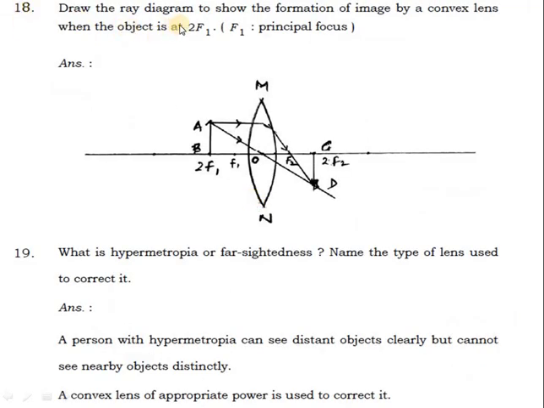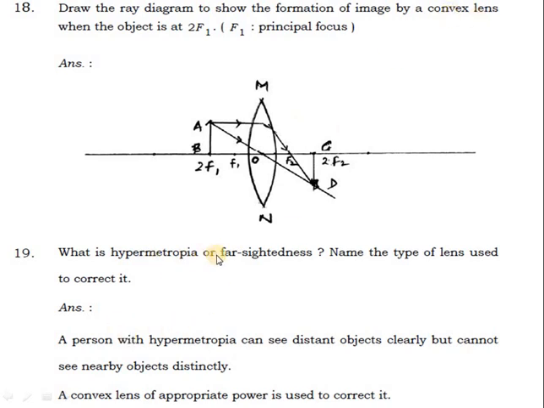Next, draw a ray diagram to show the formation of image by a convex lens when the object is at 2F1. When the object is at 2F1, then the image is formed between F2 and 2F2, real and inverted because it is a convex lens.